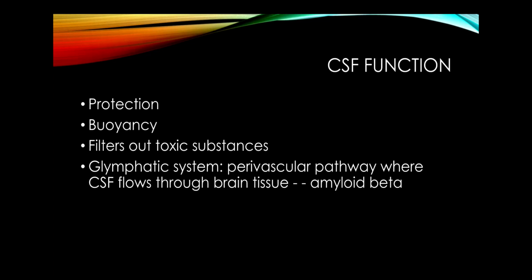So normally what the cerebrospinal fluid does, it just cushions. The brain literally floats in the cerebrospinal fluid. And it also filters out toxic substances. And this is fairly new, so I won't say much about this, but the lymphatic system here, a perivascular pathway where toxins from the brain, like amyloid beta, which accumulates in Alzheimer's disease.